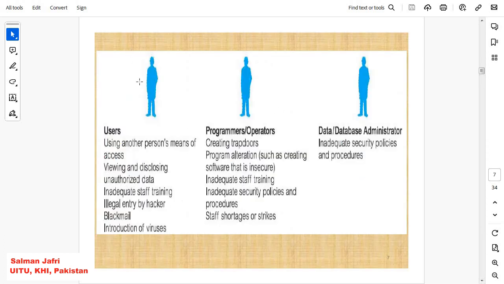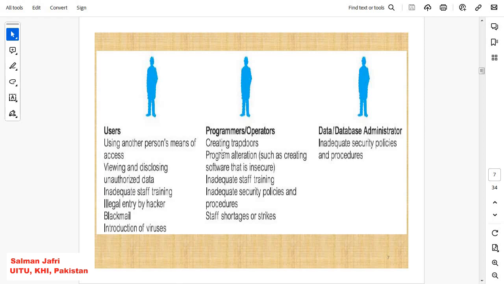Now this is basically the levels of threat by the level of users, right? So if we have a common user, what is the type of threat? Using another person's means of access, right? Viewing and disclosing unauthorized data, and inadequate staff training is another threat at the user level, right? Illegal entry by hacker, again. Blackmail, protection of viruses. And at the level of programmers, operators, creating trapdoors.